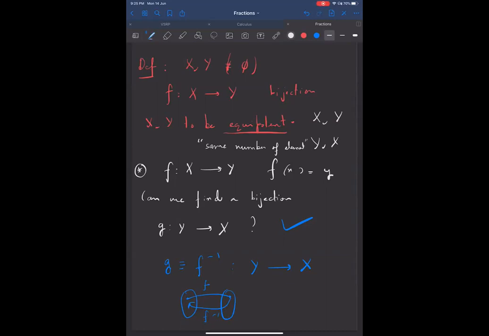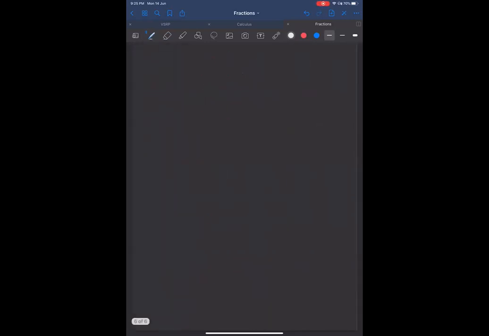This is not a rigorous way to say it, but it is the intuitive feeling. If X and Y have the same number of elements, then Y and X also have the same number of elements, right? So to verify that, we argued that if F is a bijection from X to Y, then there is always a bijection from Y to X. Great.